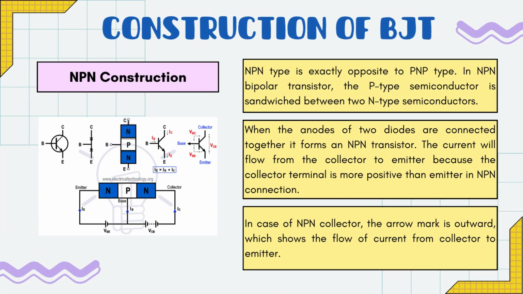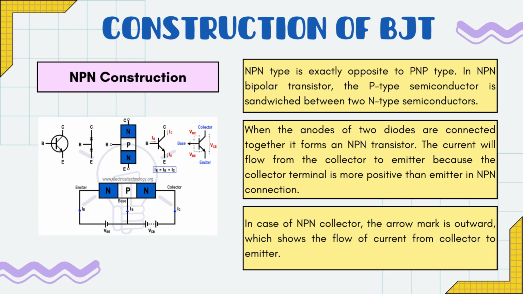For NPN construction, NPN will differ from PNP type. In NPN, the P-type is sandwiched between two N-types. When two diodes are connected, it forms an NPN transistor. The current will flow from collector to emitter.